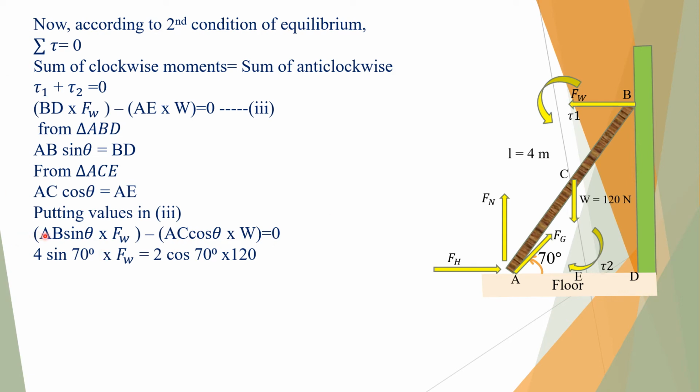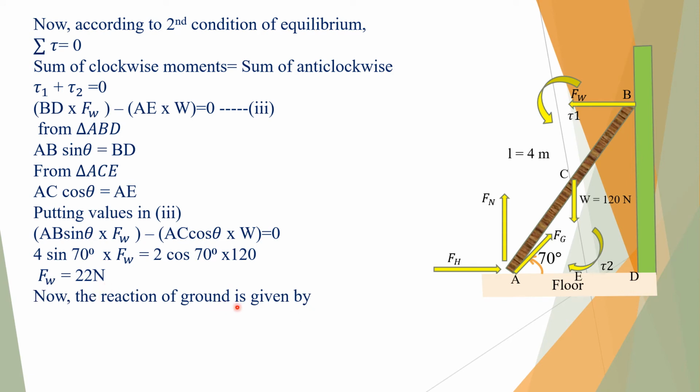As we know that AB is the length of the ladder, that is given as 4 meter. So by putting AB equal to 4 meter and theta as 70 degree, and AC is this distance, that is half of AB. So AB is 4, AC must be equal to 2. Putting theta as 70 degree and weight of the ladder 120 Newton, by solving we get FW, force of wall onto the ladder. FW is equal to 22 Newton.